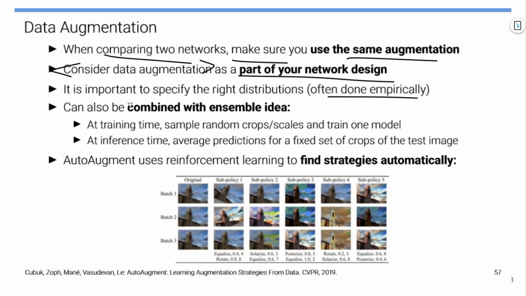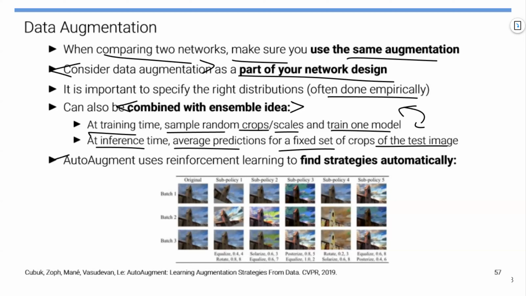You can also come up with the idea of combining the ensemble idea. At training time, you sample random crop scales and train one model. At inference, you just average predictions for a fixed set of crops of the test image. But personally, I don't see this technique that much.